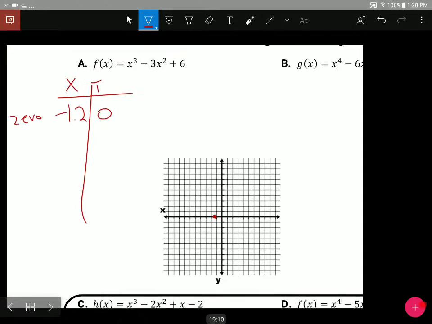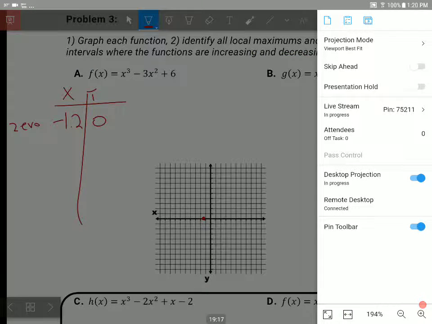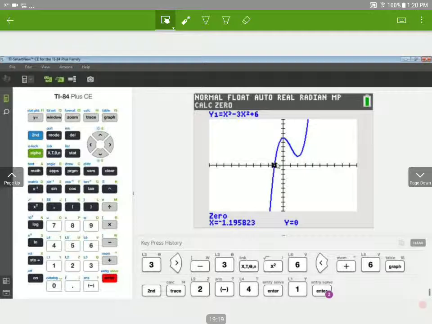The instructions say also find the local maximums and minimums. All right, so for this one, let's go to our calculator. This one's a little bit trickier, but not by a whole lot. We're going to go to second calculate, but for this one right here, do you think that one's a maximum or a minimum?